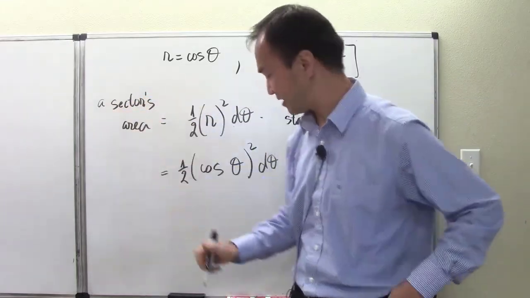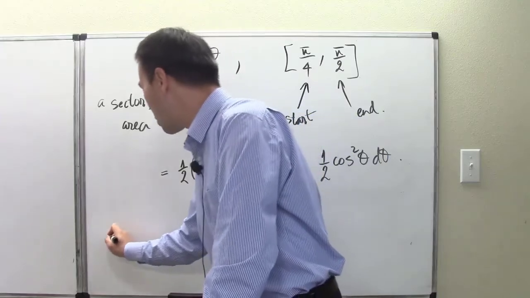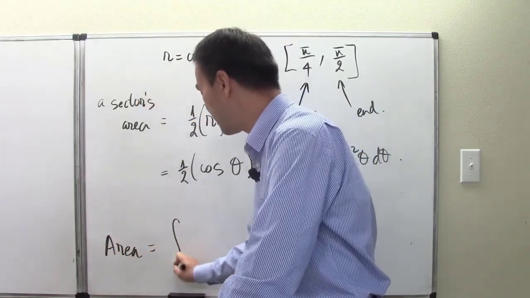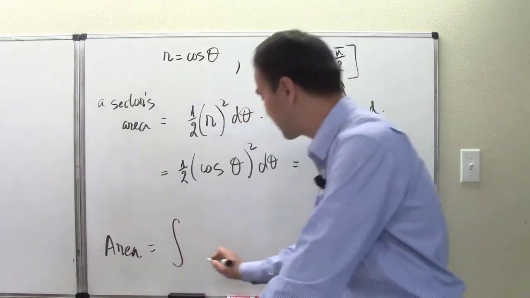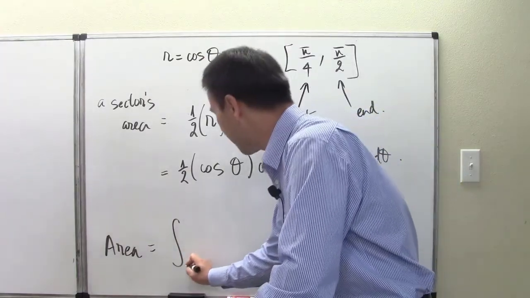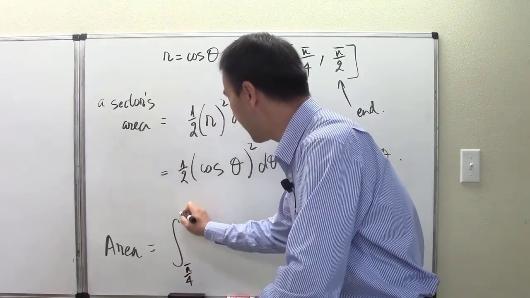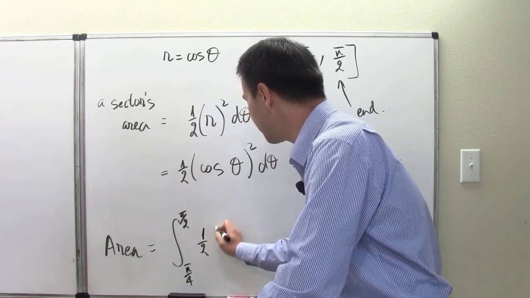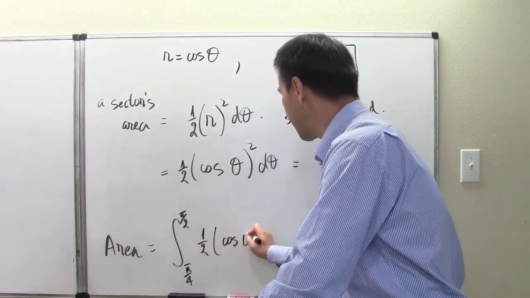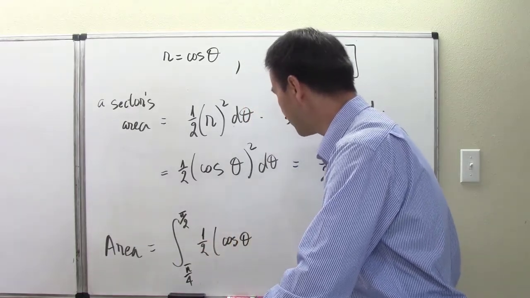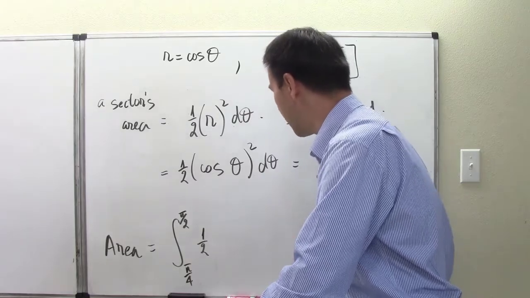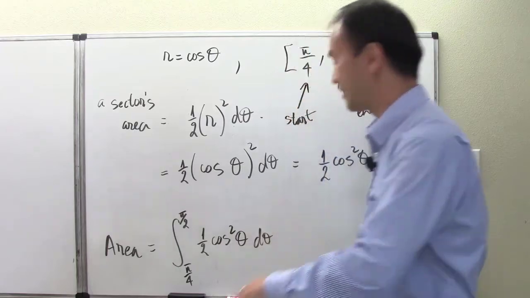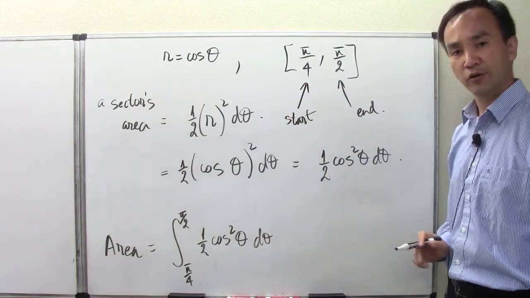Now, to find the total area, the total amount of area is going to be the accumulation of all of those little sector areas, starting at pi over 4 and ending our accumulation at angle pi over 2. So here we're looking at the integral from pi over 4 to pi over 2 of 1/2 times cosine squared theta, d theta. And that's our successful integral setup.